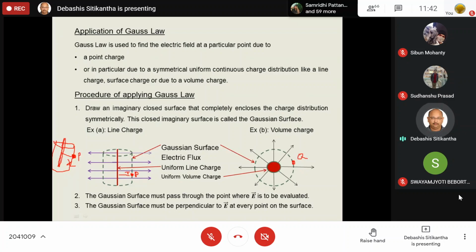Is there any doubt over here? Please be very clear about this. Once you understand these two steps, nothing is difficult for you. Any symmetrical configuration, you can easily find it out. Is there any doubt? Yes or no?